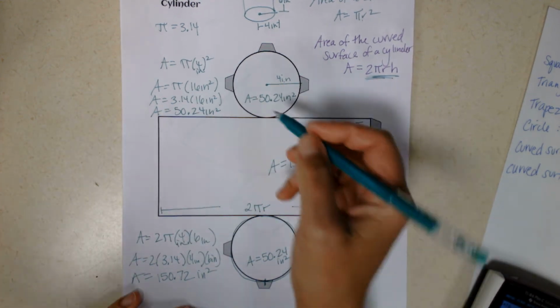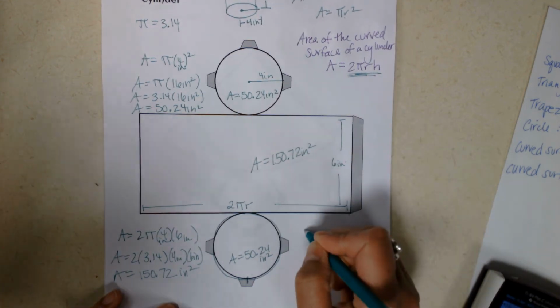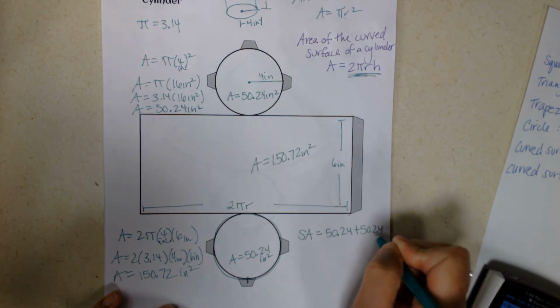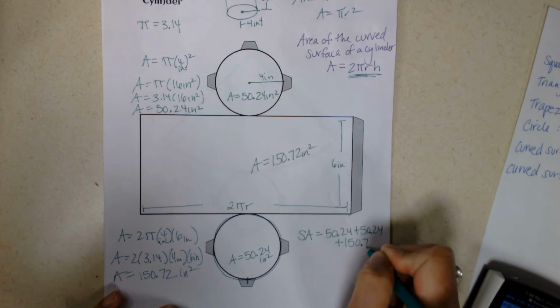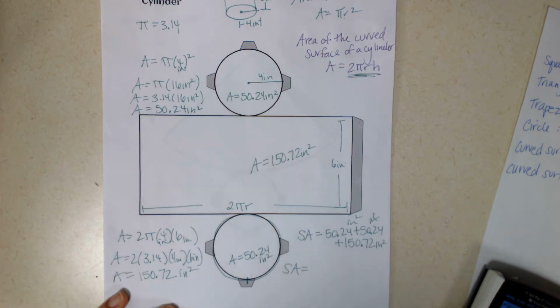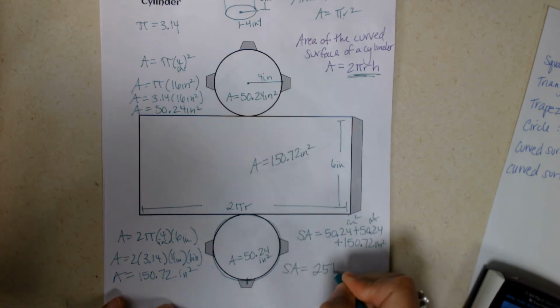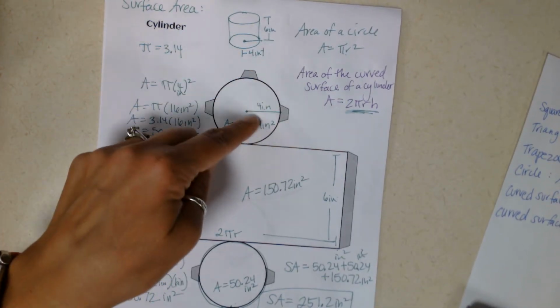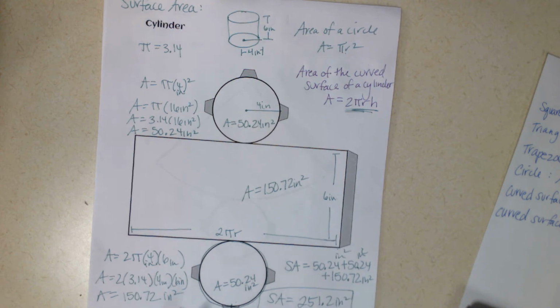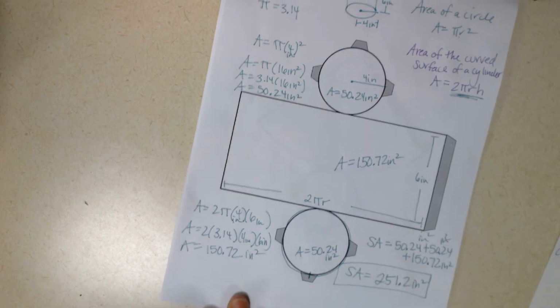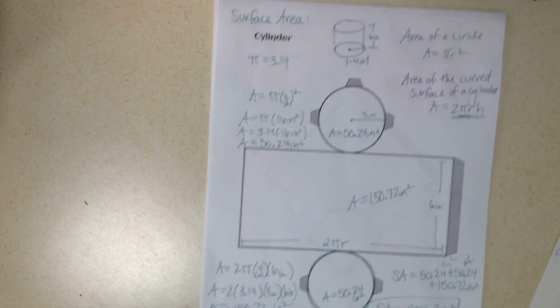So what do we need to do? We need to add up our areas of the two circles and of our rectangle. So surface area equals 50.24 plus 50.24 plus 150.72, all in inches squared. So our surface area equals 251.2 inches squared. So if we were to paint this cylinder, we'd be painting 251.2 inches squared. Just moving that over for you. Here we go. Okay, next one.